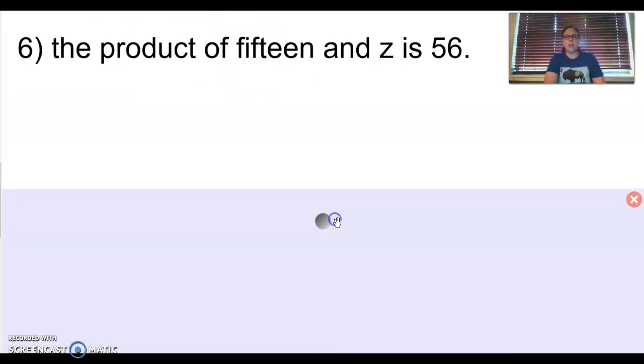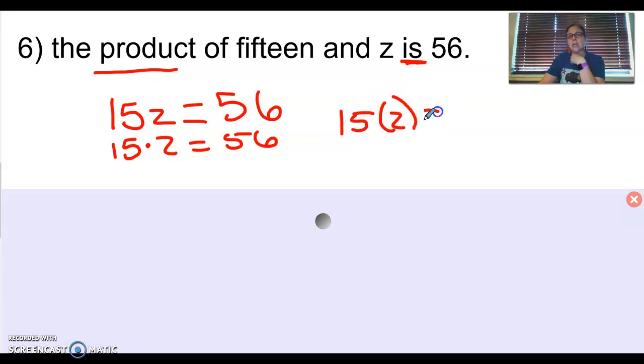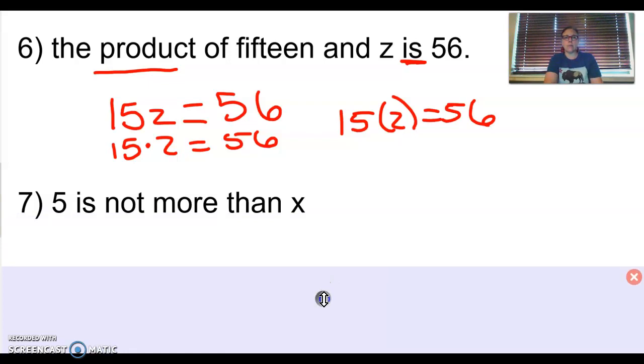Okay. The product, remember product is multiplication. The product of 15 and z is, remember is an equal sign, 56. So the product of 15 and z, so you can put them right next to each other. If that bothers you, you can put the dot, or you can do 15 parentheses z. Any of these are good. Just don't put the x, because then it looks like xz.